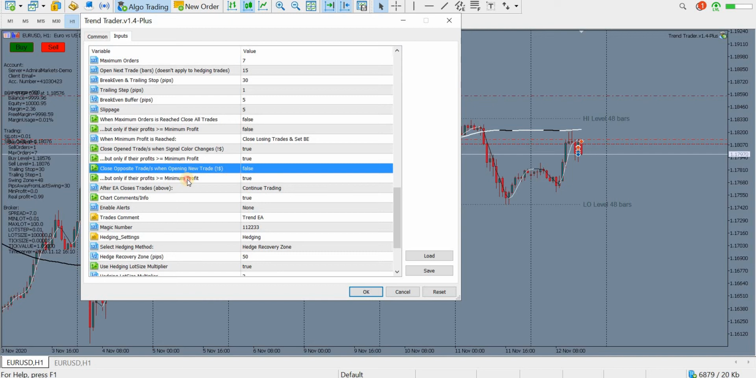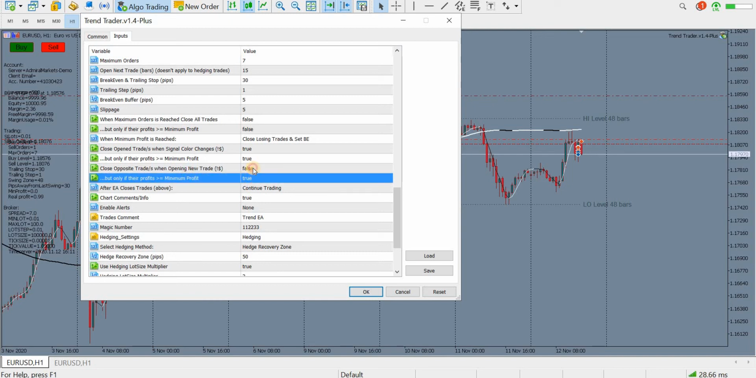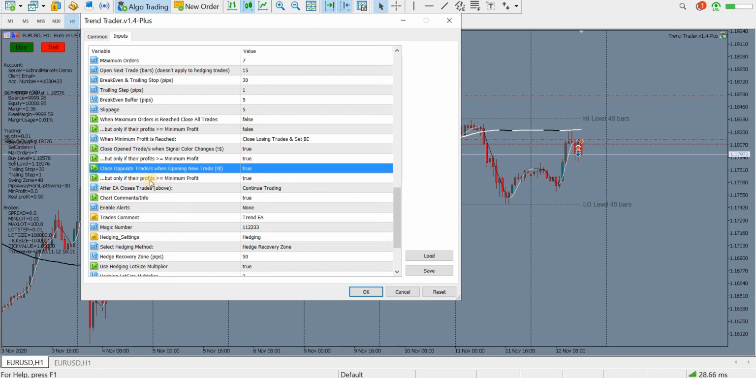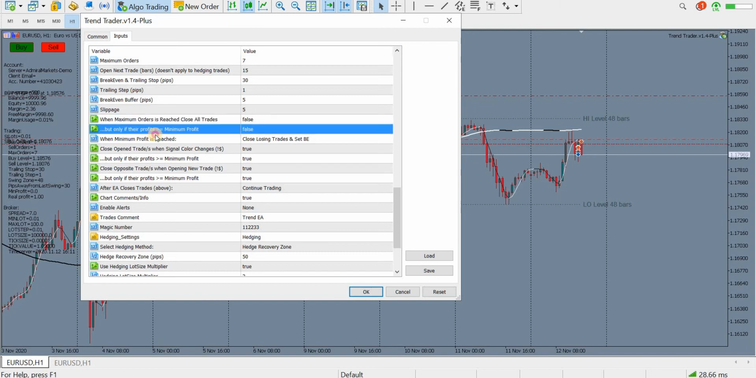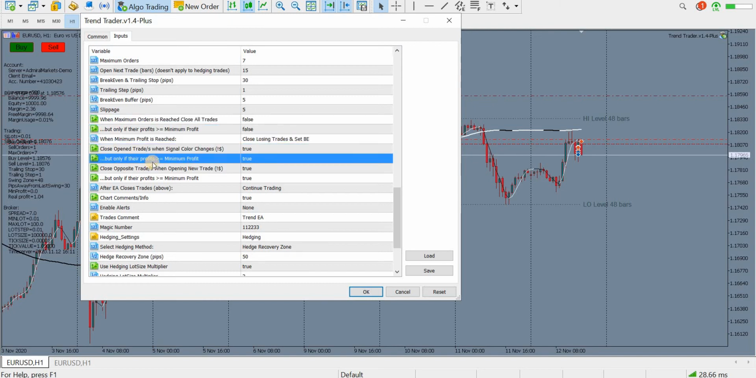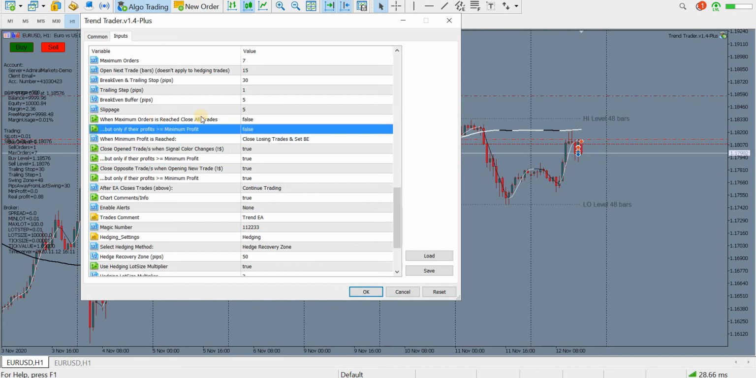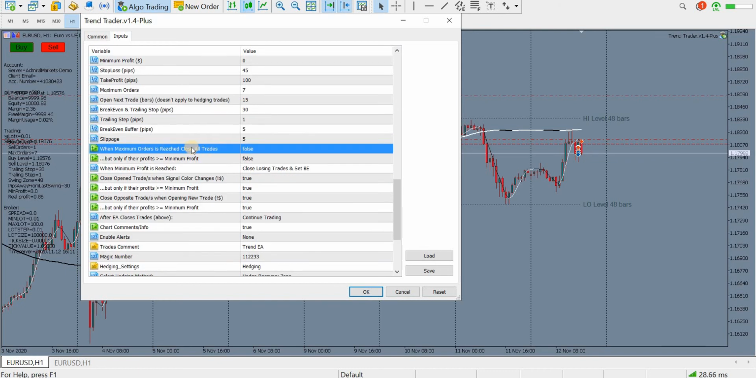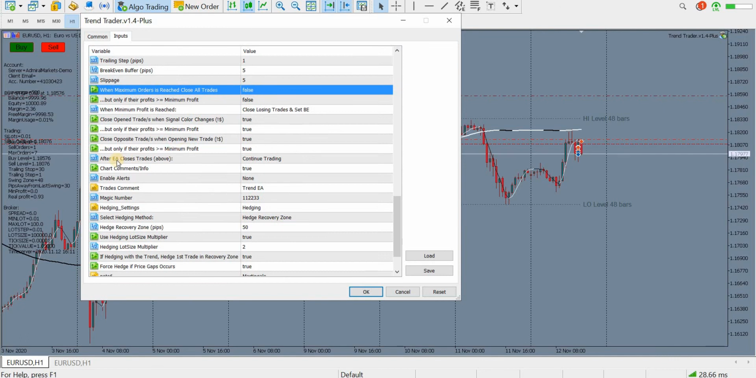And again, only close those opposite trades if their profits are bigger than or at least equal to the minimum profit. And that's it. Every time the expert advisor triggers any of these close actions, not when the price closes a trade by stop loss or take profit, but only when the expert advisor triggers a close determined by these criteria, these instructions.